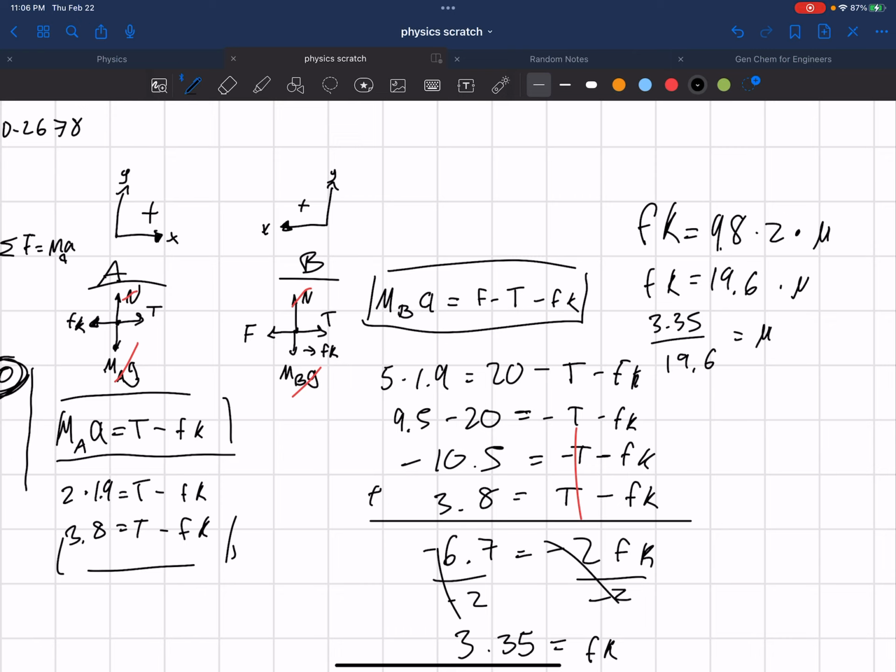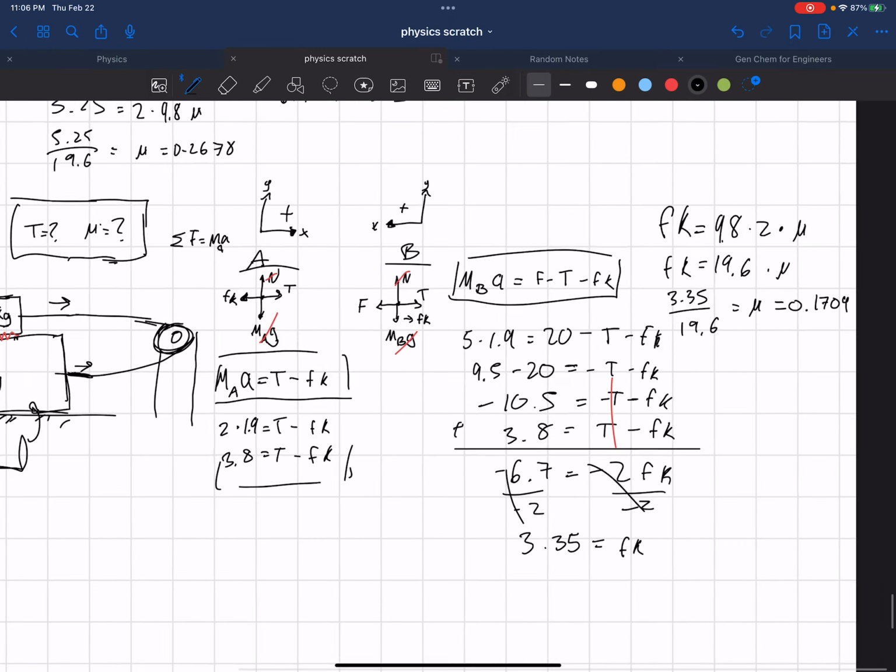Oh, 3.35. I don't remember this one because I've never gotten this far before. I've gotten it with a different question. 3.35 divided by 19.6. So that's equal to 0.1709, but we could do 7.1.